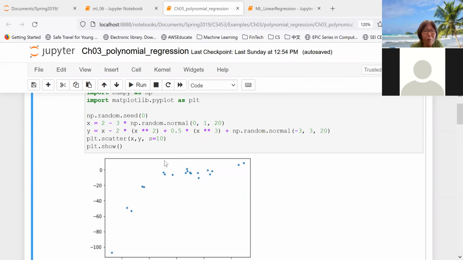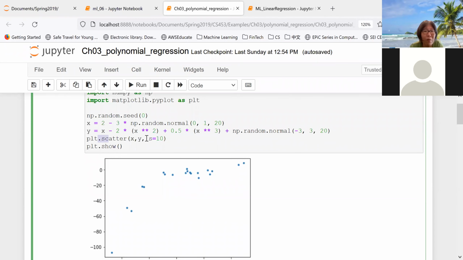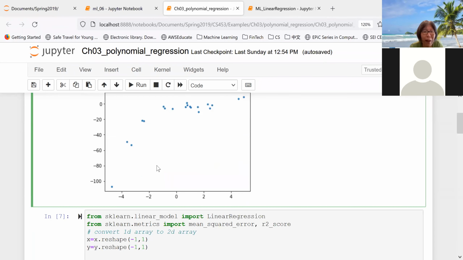For this polynomial example, we didn't use any existing data set, so we randomly generated some data. You can clearly see the target value comes from a polynomial relationship with the features. Here is a scatter plot of the data.